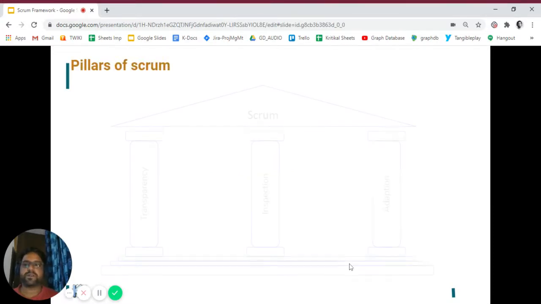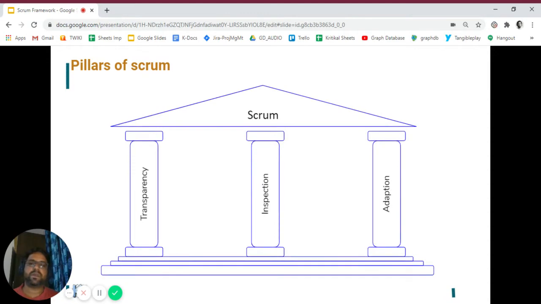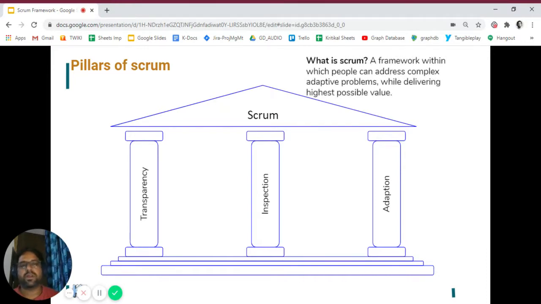Before talking about pillars of Scrum, let's look at what is Scrum. By now you must be aware already. And for those who don't, Scrum is a framework within which people can address complex adaptive problems while delivering the highest possible value as an outcome. Its key three pillars are inspection, transparency, and adaptation.